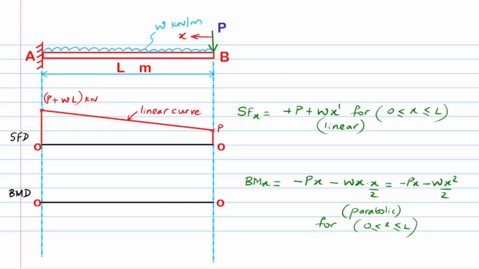For x equaling 0, that is point B, the bending moment equals 0, and for x equaling L, that is for point A, the bending moment equals minus P times L minus W times L squared over 2, which also happens to be the maximum bending moment. We take the double derivative of the bending moment equation with respect to x and find that it has a negative sign, meaning that the bending moment curve is of a maxima type. Let's plot the same in the bending moment diagram and name it accordingly.